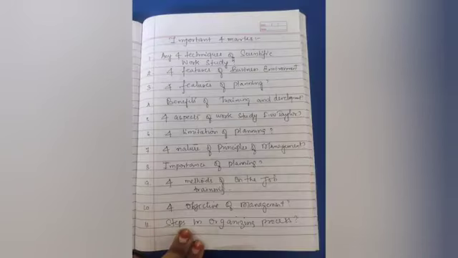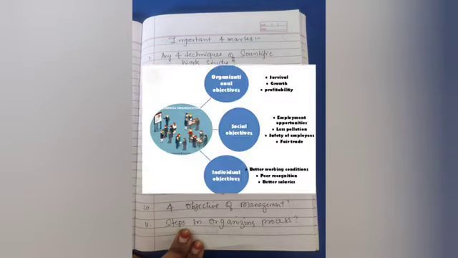After that, 4 objectives of management. These are all the objectives of management. Under organizational objectives, it is about survival, growth, profitability. Under social objectives, we have employment opportunity, less pollution, safety of employees, fair trade. Under individual objectives, better position, better salary, peer recognition, etc. So these are all the various objectives of management.